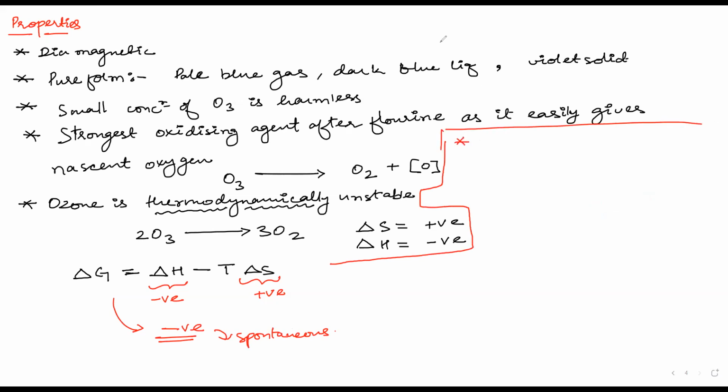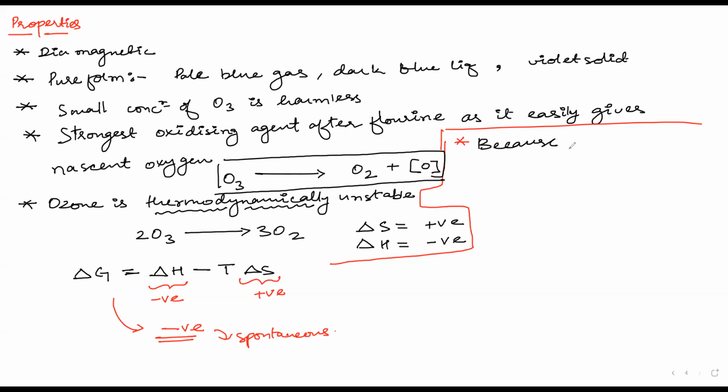Now write it with me, okay? You guys all understood now? If delta S is positive and delta H is negative, then delta G will be negative, and that means the reaction we are talking about will be spontaneous. Okay, please write the point.